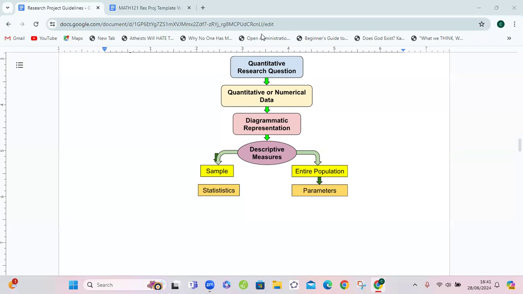Before we move on to the examples, I just wanted to point out, after you have posed the research question, then you have collected the data, which will be numerical because it's a quantitative research question. You have to diagrammatically represent the data using diagrams and charts. Then you can calculate descriptive measures. And if it's from a sample, they are called statistics. And if it's from a population, they are called parameters.